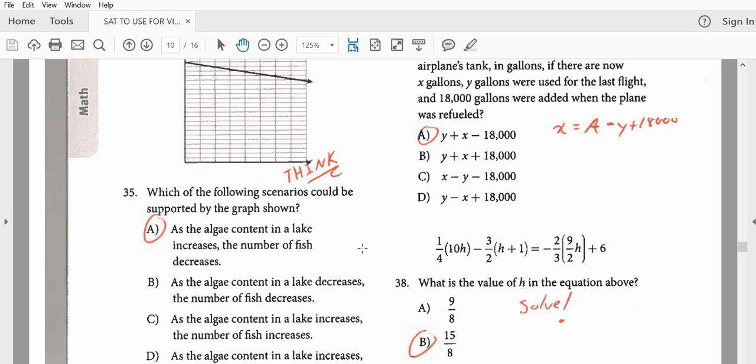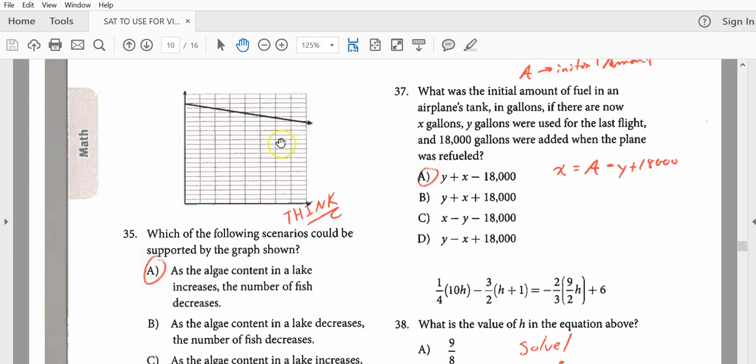So if things are going down together, it would actually look like a positive slope because both would go down together. If it was both increasing, we'd see it going directly up. So we need one of each type here. Constant remains flat. So again, in our case here, as the algae content in the lake increases, the number of fish decreases. Interesting fact. But again, the key vocab we're looking for here is increase, decrease, right?